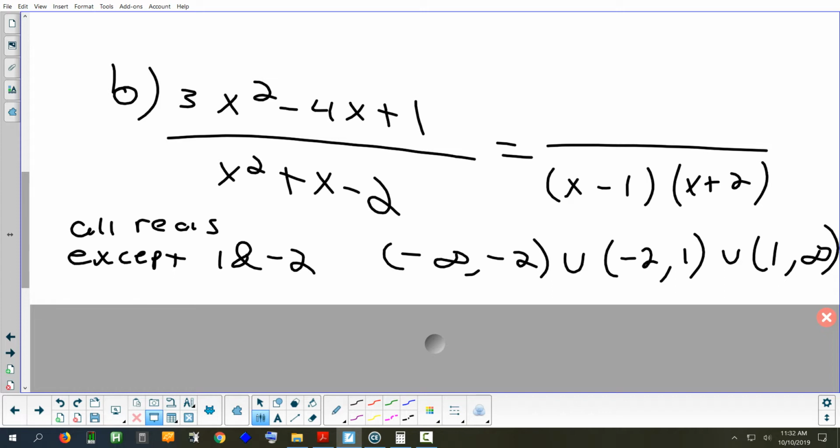Any questions on writing it either way? Especially if it's a multiple choice question. You don't know how they're going to write it. So you got to understand both.